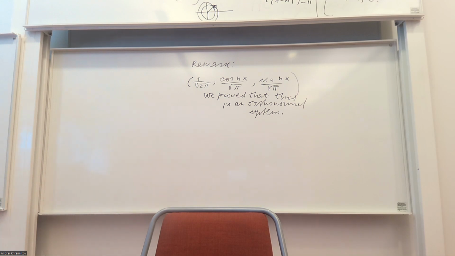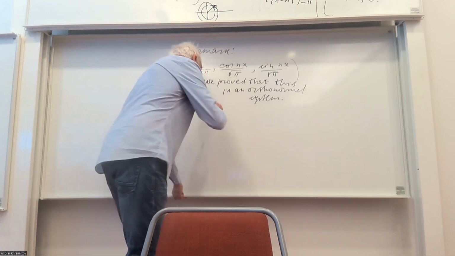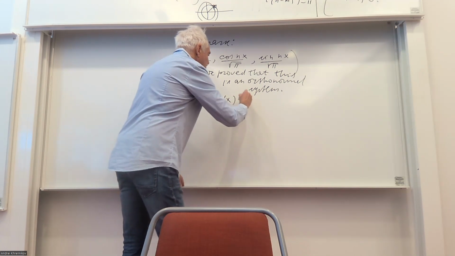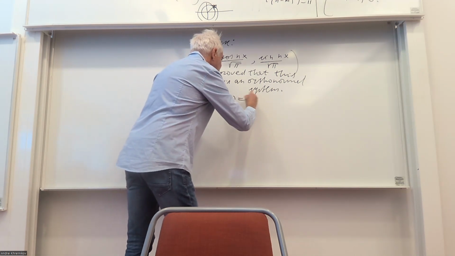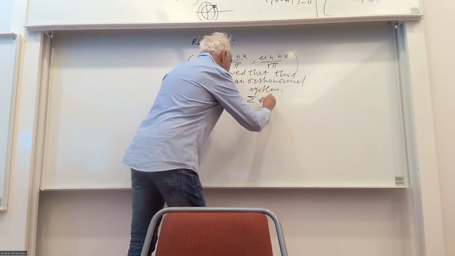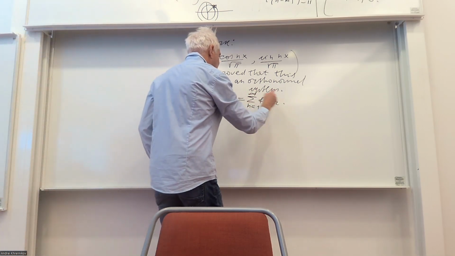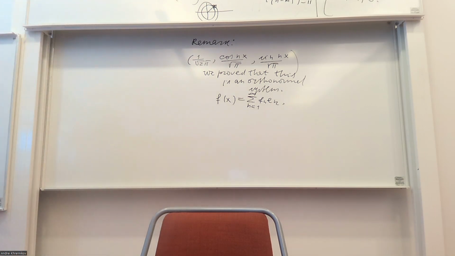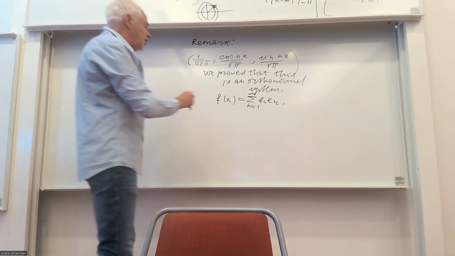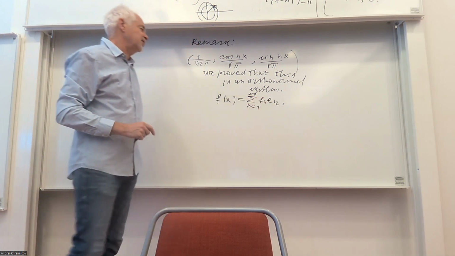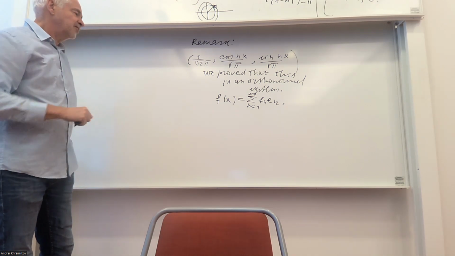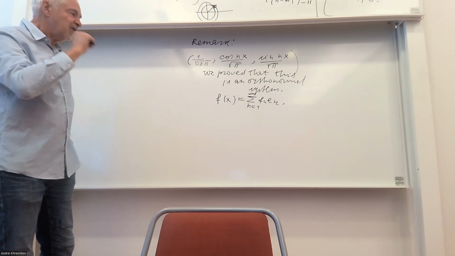But we did not prove that it is a basis. We did not prove that for any f, f(x) is really equal to this, the sum of f_n e_n. This is a very difficult theorem. No, not so difficult, but here you should know Lebesgue integration. We should show that really any function f can be approximated by this series. So we took this as given.